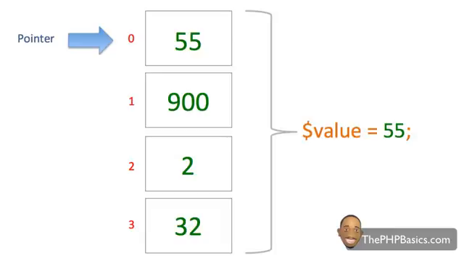So after it completes that iteration, it's going to move to the next index. The internal pointer is going to move to the next index, which is 1. Again, assign this value 900 to the variable value. And again, the variable now contains 900. And again, we're just going to continue this process until we finish visiting all of these numbers or all of these indexes in this array.